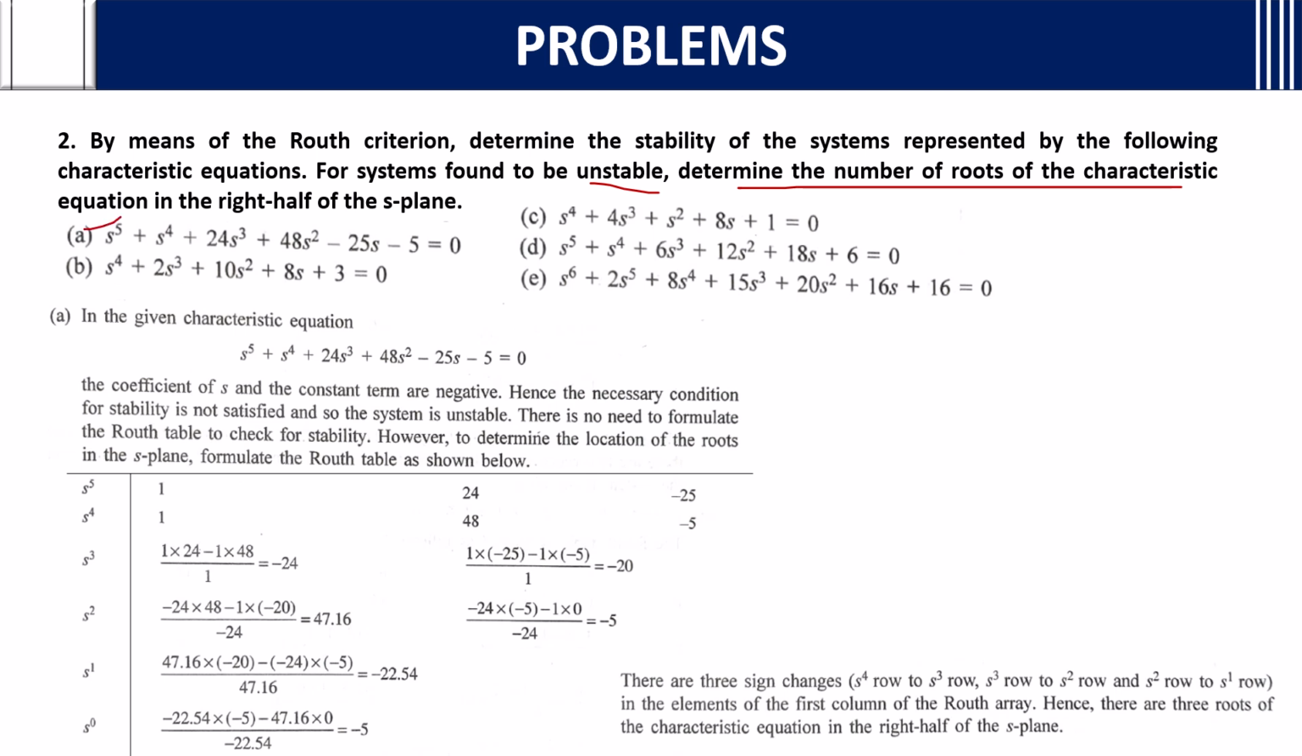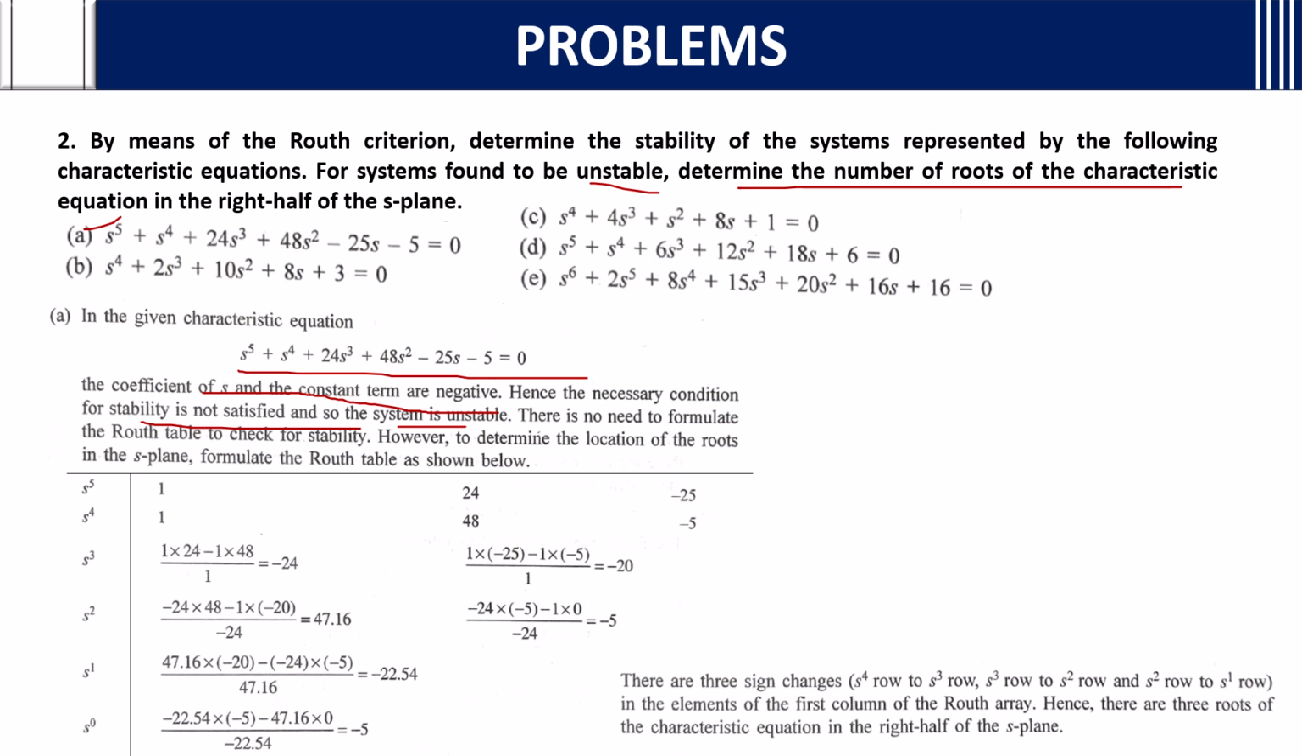This is the characteristic equation: s^5 + s^4 + 24s^3 + 48s^2 - 25s - 5 = 0. If you see, there is a negative present. The coefficients of s and the constant term are negative. Hence the necessary condition for stability is not satisfied, so this system is unstable anyway.